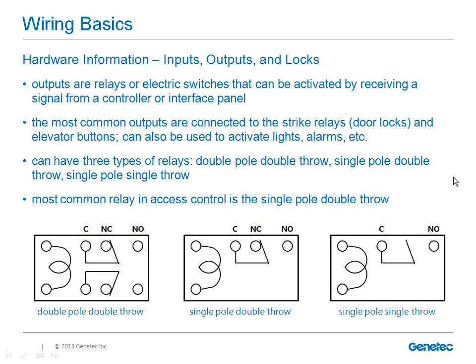Now, there are three types of relays to consider. We have our double pole, double throw, such as down here. We have a single pole, double throw, and a single pole, single throw. For the diagrams here, just note that C is our common wire. This is the pole that we connect our common wire to. NC is the pole for a normally closed device, and NO is the pole for the normally open device. We'll see a couple of examples in a minute to explain how these work, and we'll use the most common relay you'll see in access control, which is this one, the single pole double throw.